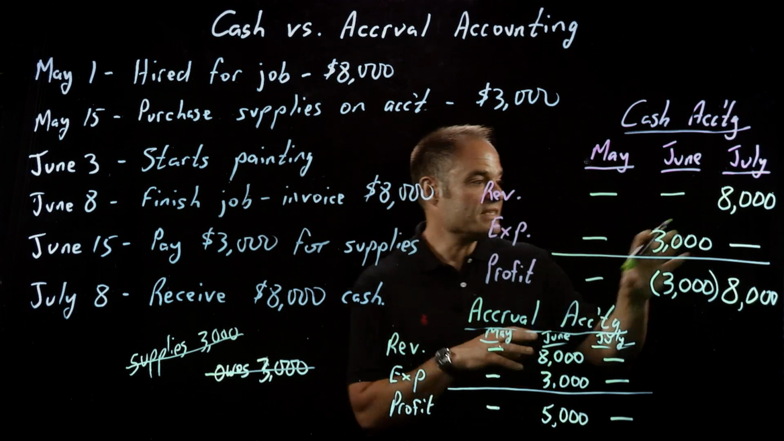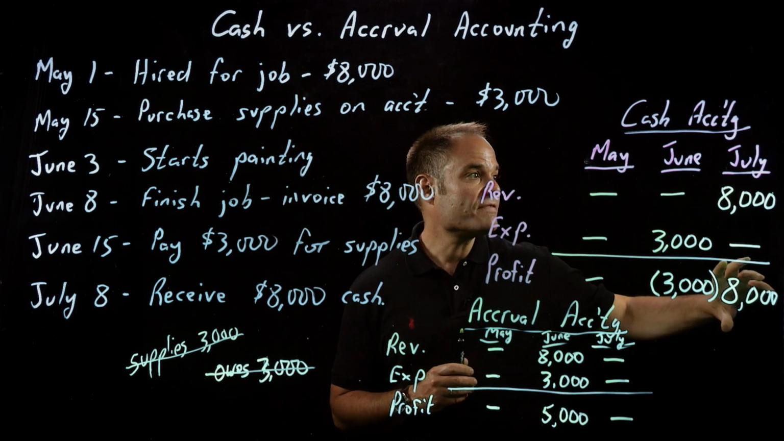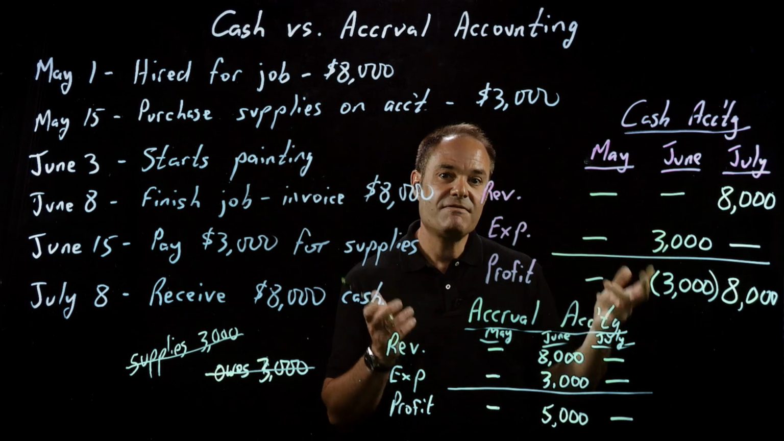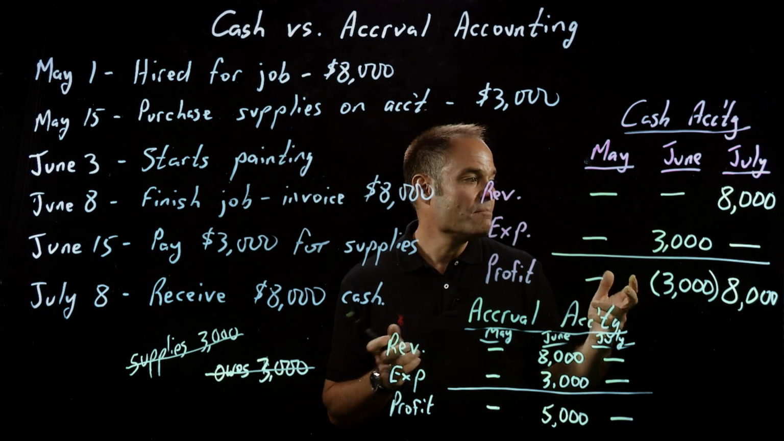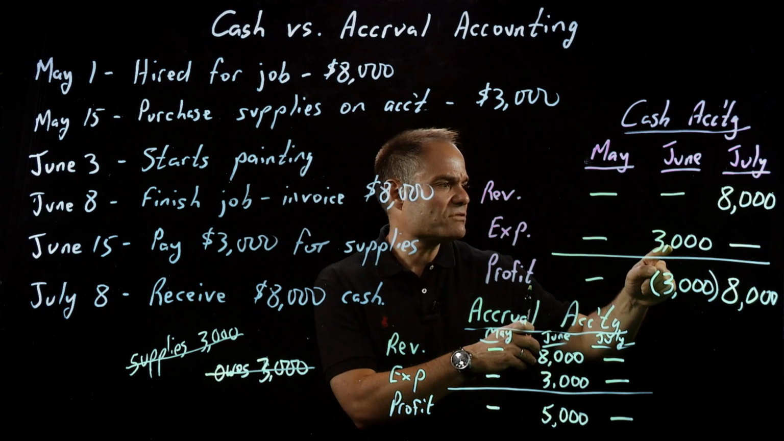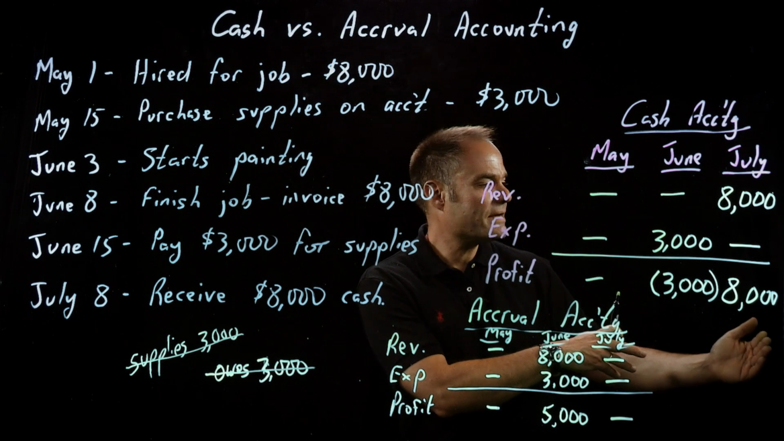Now, look at these two. Under cash accounting, if we netted out profit over the 3 months, 8,000 minus 3,000, we see that he had $5,000 of profit. But it's kind of split up. It doesn't really tell us that this 8,000 goes with this 3,000. It makes it look like he lost money and then he had a huge profit.